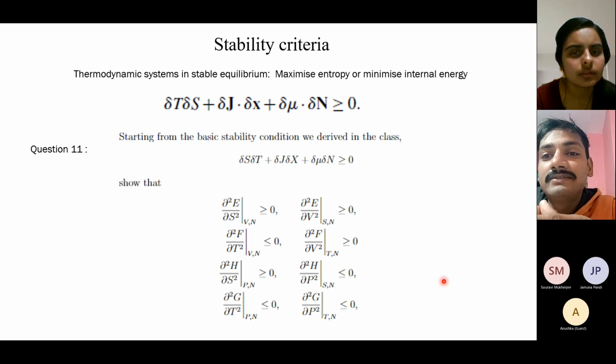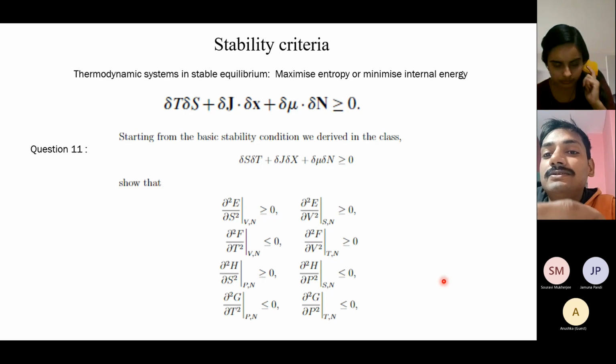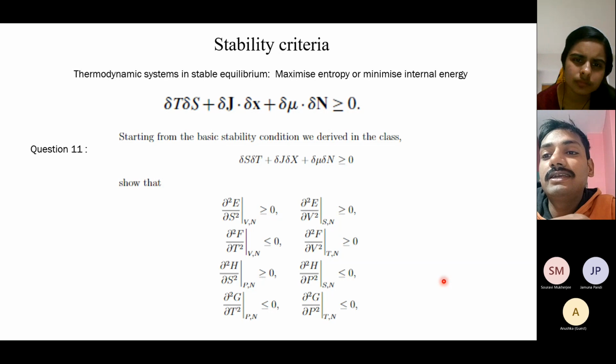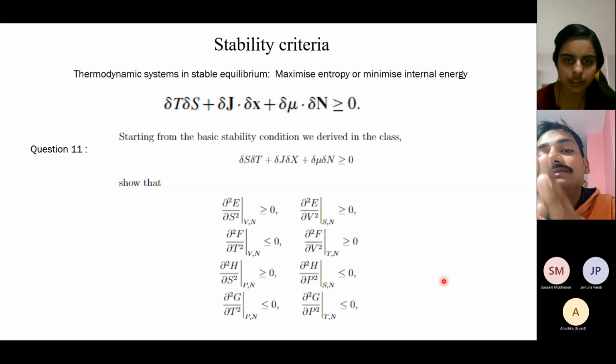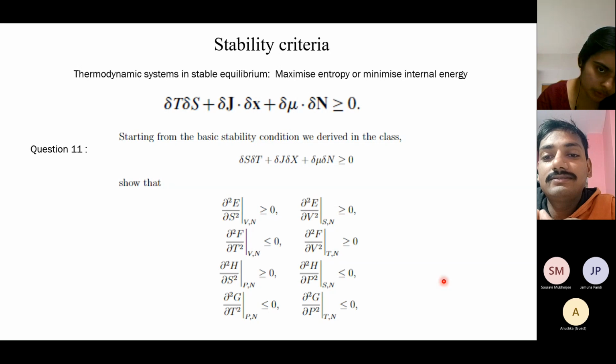I am seeing some connection with maximizing entropy and minimizing internal energy. There are 8 relations, and if we remember only 4, we will get the other 4 with the condition. Yes, you can always start with something and everything will follow accordingly. You just have to remember the relations.